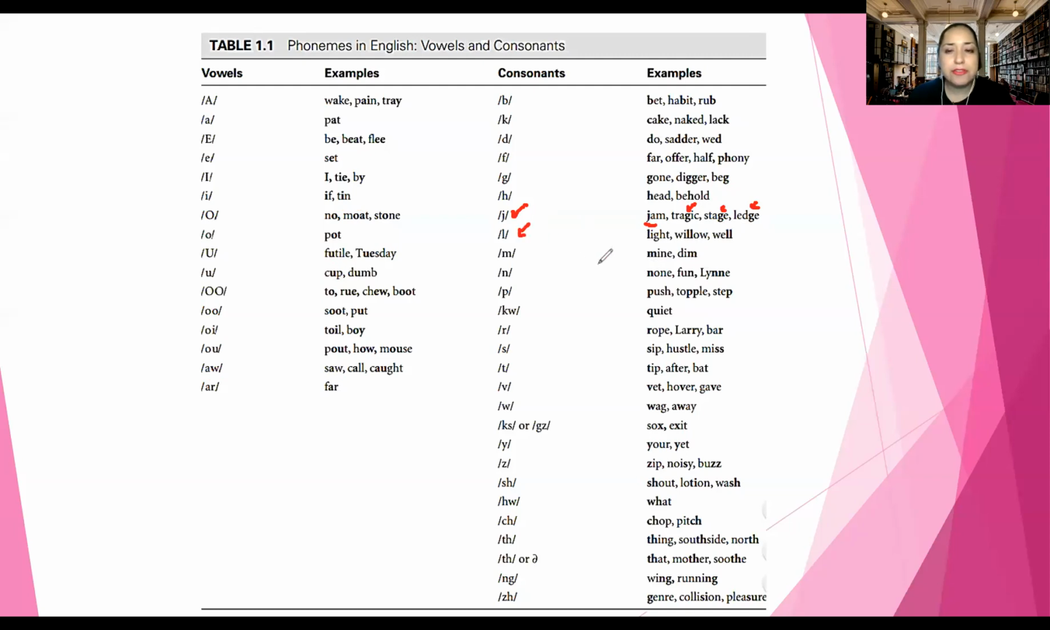The sound of L is L: light, willow, well. The sound of M is the same as Spanish: mine, dim. The sound of N is also the same as Spanish: no, known, fun, phone, line.